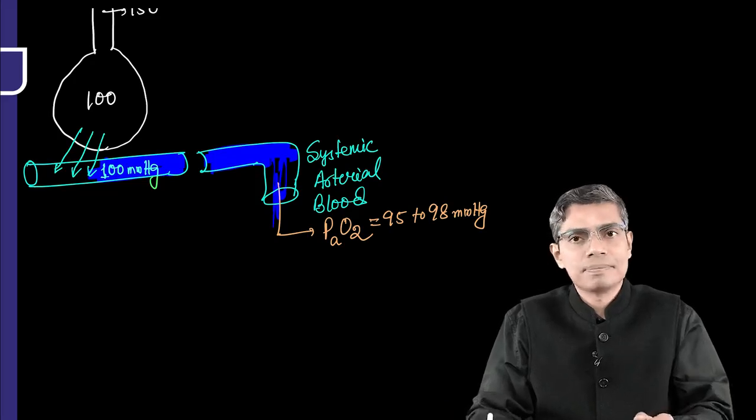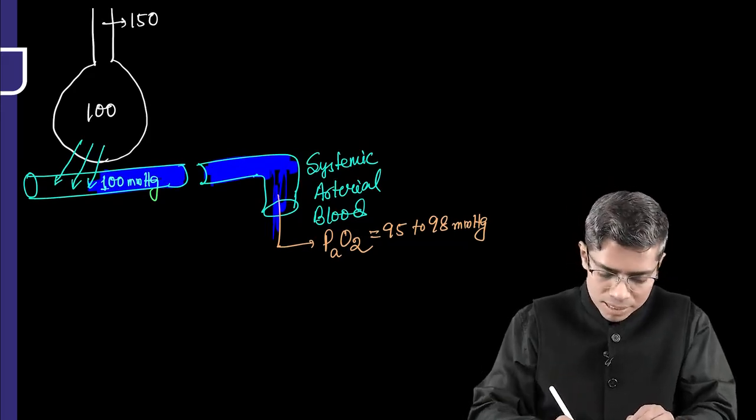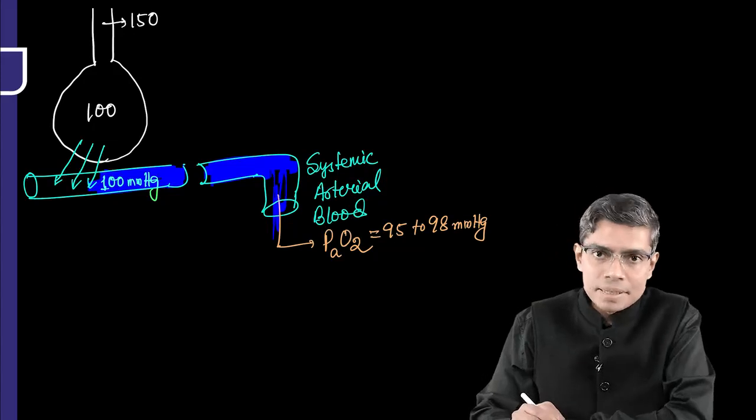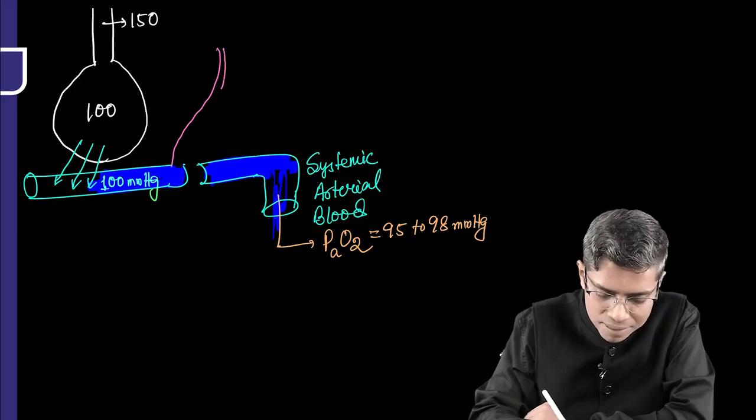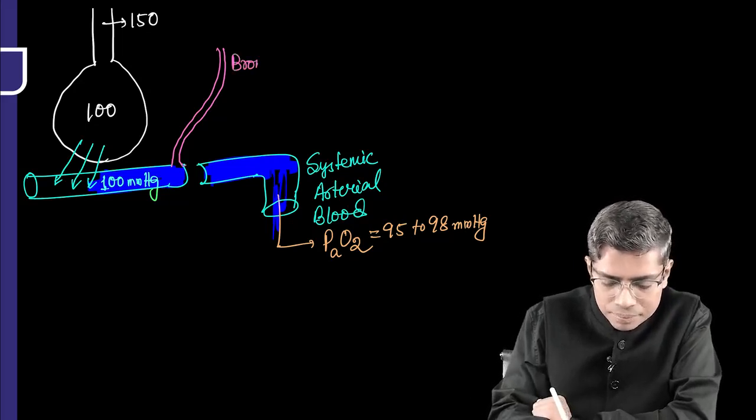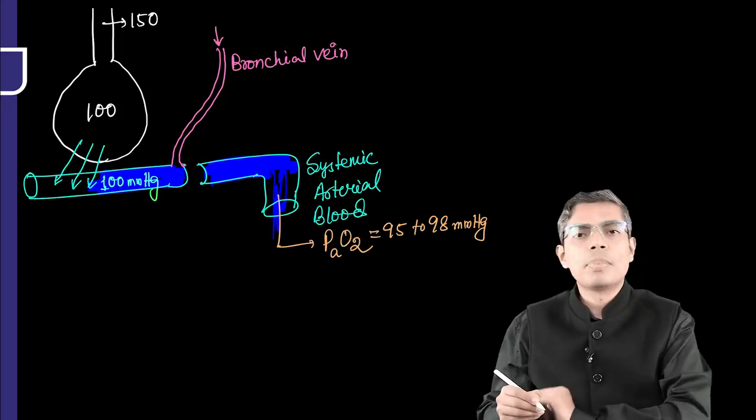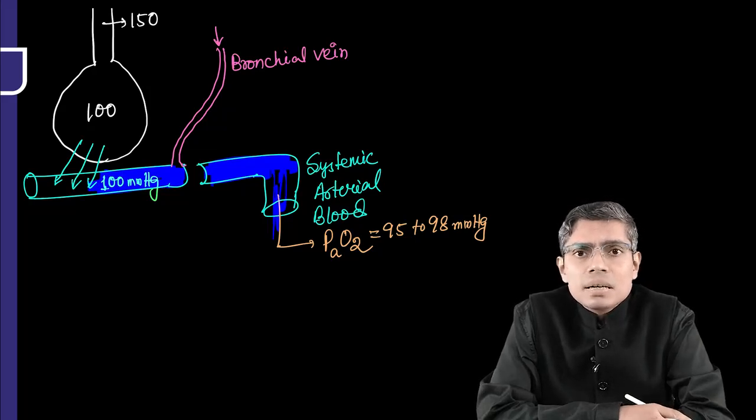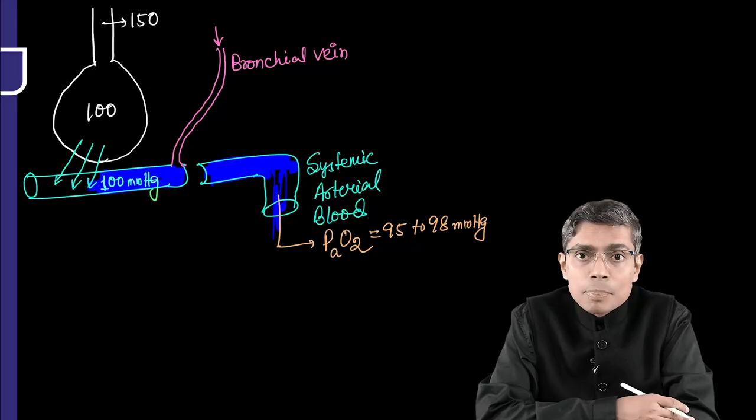Then why does it drop again? You know that at the end of the pulmonary capillary, there is drainage of one vein, and that vein is the bronchial vein. You know that the bronchial vein is draining at the ending of the pulmonary capillary. It is venous blood. Venous blood means it is deoxygenated blood. It should drain on the venous side, but it is not. It is draining into the purely oxygenated blood.